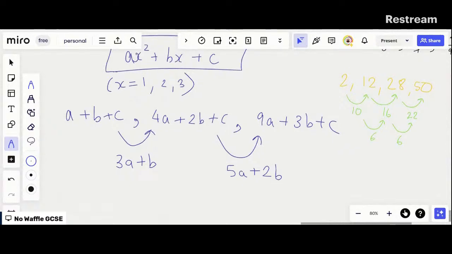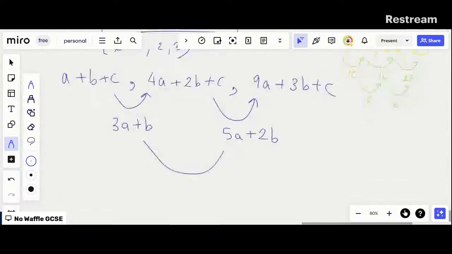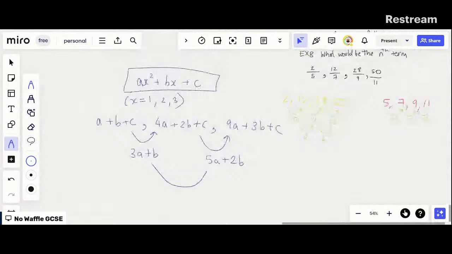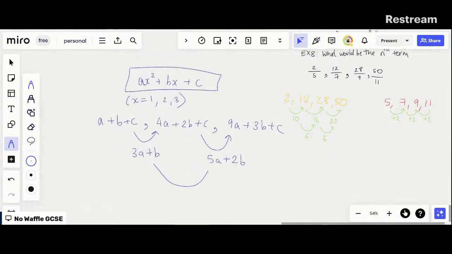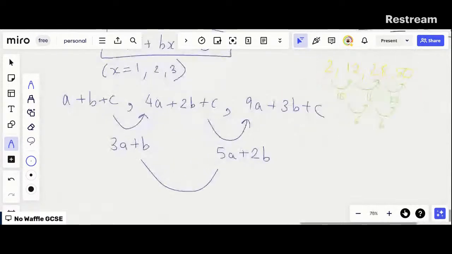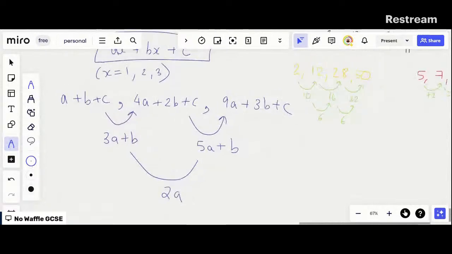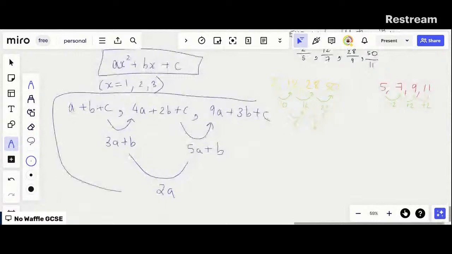And then for that difference there, have I done this wrong? Yeah, it's not 2a, sorry. You're finding the difference between them. So that's going to be just 5a plus b as well. And then the final one is going to be 2a. So those are the differences between the different values. Yeah, you're right, it's 5a plus b. That's what the quadratic terms would look like.